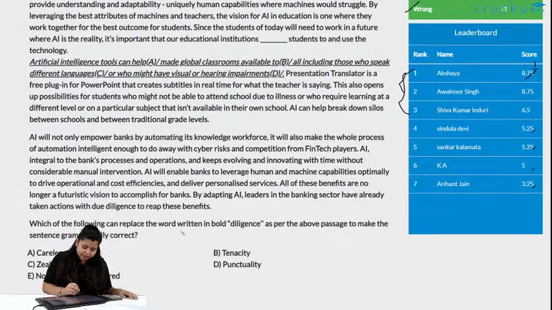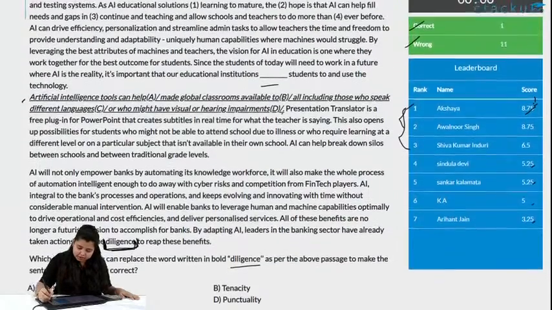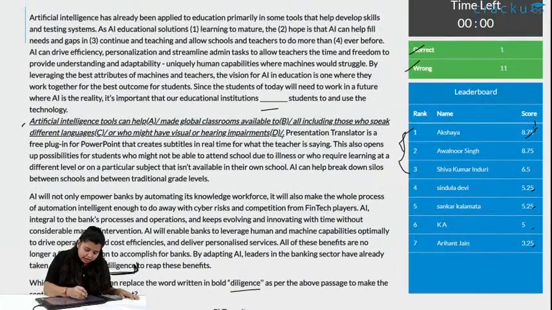Which of the following can replace the word written in bold here as per the above passage to make the sentence grammatically correct? So, first of all, things are not written in bold actually. I must have missed this. Okay, the gap is given here, and these are the options marked 1, 2, 3 and 4.